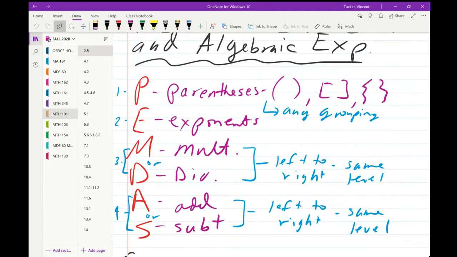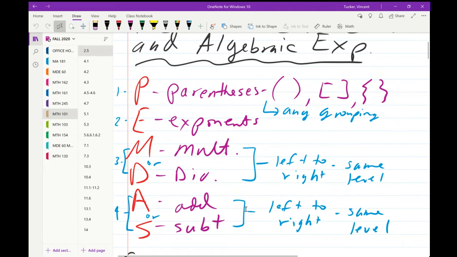All right, so order of operations and algebraic expressions. So here are our order of operations. We have PEMDAS. Some of you may remember that from elementary school or whenever you were first introduced to PEMDAS. P is for parentheses, E for exponents, M for multiplication, D for division, A for addition, and S for subtraction.